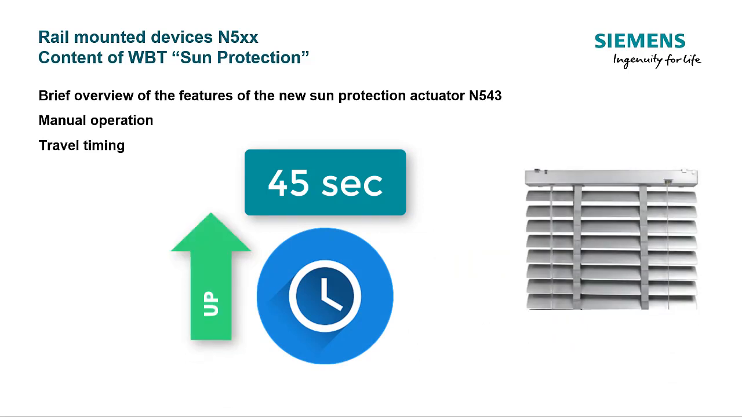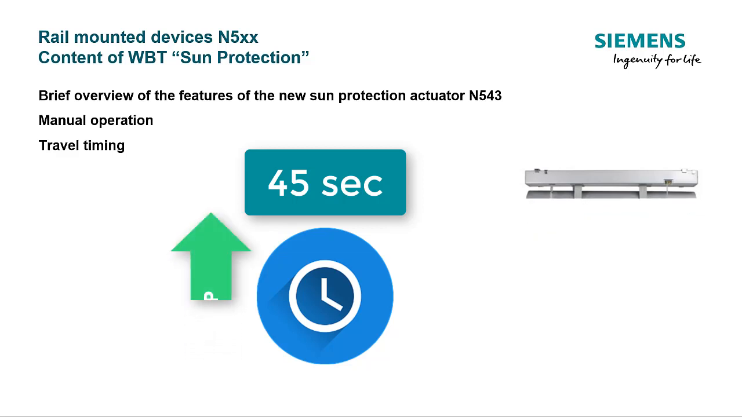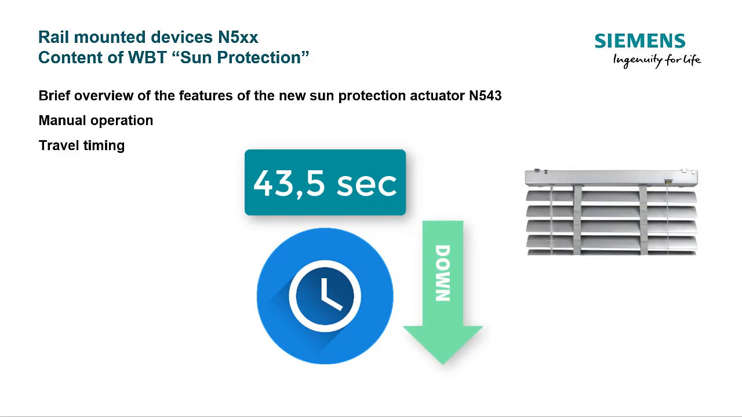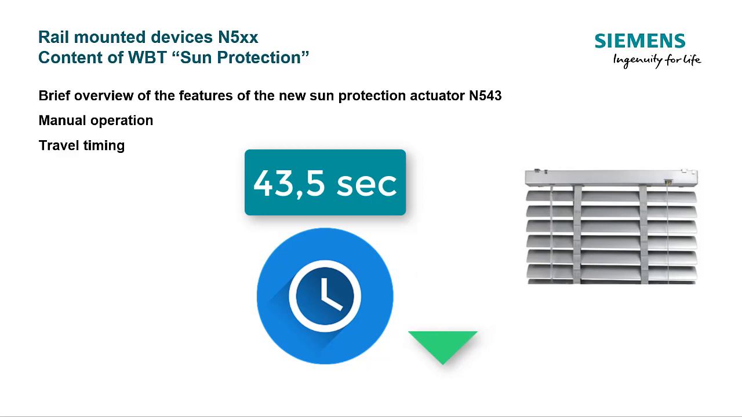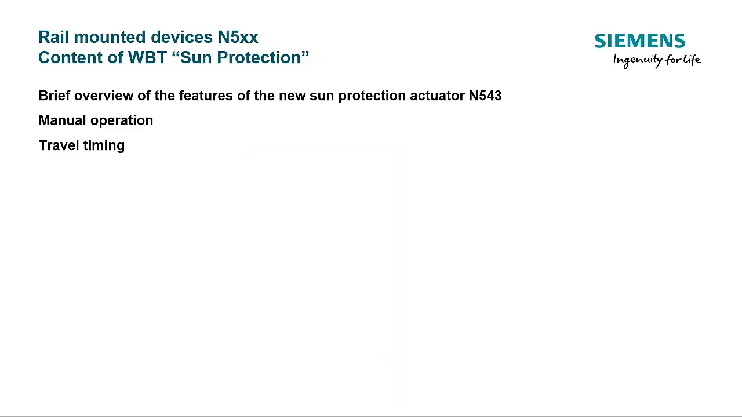How can the new SSA N543 detect that the sunshade is in its end position? Can the end position be detected by the current measurement? Is recalibration required? The travel times of the SSA N543 were automatically calibrated. How long can this setting be kept unchanged, or when and why must it be recalibrated?